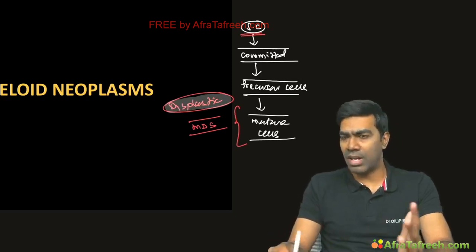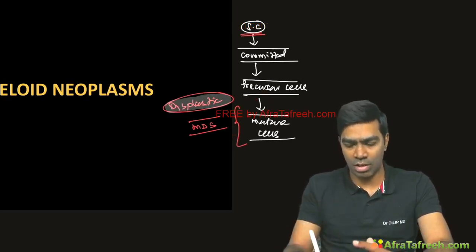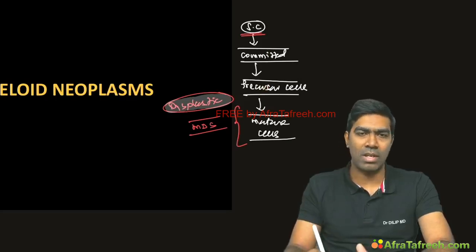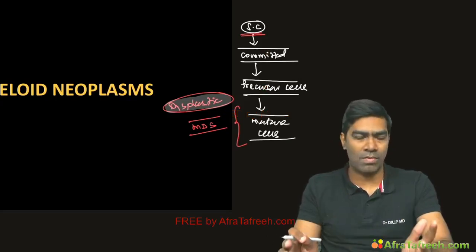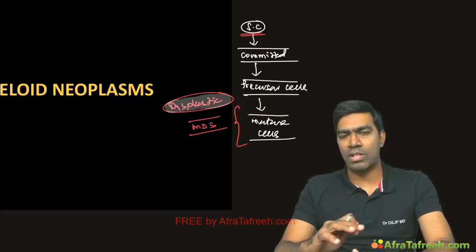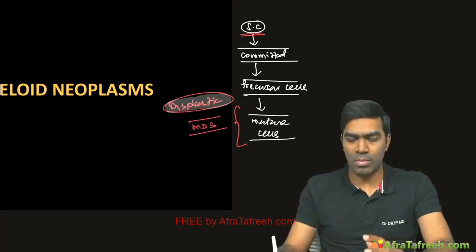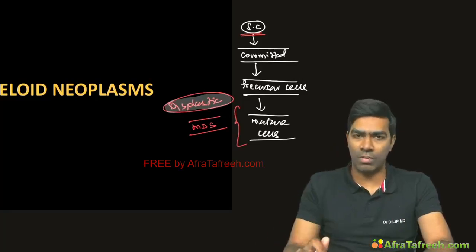In MDS, invariably there will be some defect in the maturation process also, so that's why you're going to have accumulation of these precursor cells sometimes, and you will invariably see some blasts in the bone marrow as well as in the peripheral blood in case of MDS. But the idea in MDS is very simple. You're going to have predominantly dysplastic cells, and the amount of blast by definition should be less than 20%. You don't see that much of blast.